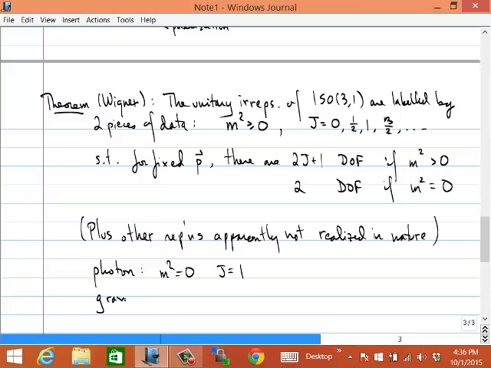A graviton, for example, which would be the particle that you get if you quantize the fluctuations of the metric of spacetime, is massless because gravity is a long-range force, just like electromagnetism, and it has j equal to 2. And you can already now tell me how many degrees of freedom a graviton has. From this theorem, you know that there are 2 possible polarizations for a graviton.